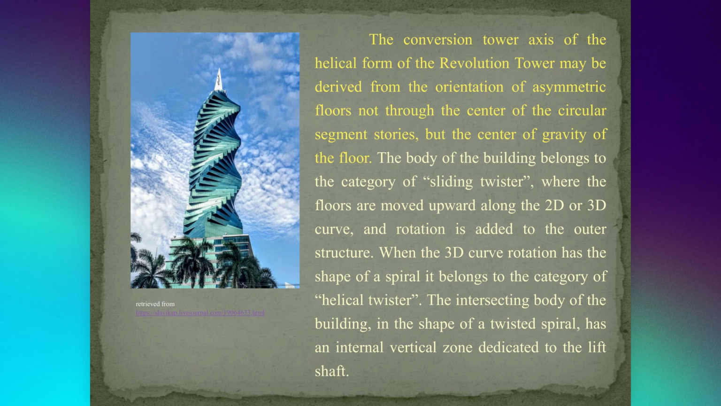The body of the building belongs to the category of sliding twister, where the floors are moved upward along the 2D or 3D curve, and rotation is added to the outer structure. When the 3D curve rotation has the shape of a spiral, it belongs to the category of helical twister. The intersecting body of the building, in the shape of a twisted spiral, has an internal vertical zone dedicated to the lift shaft.